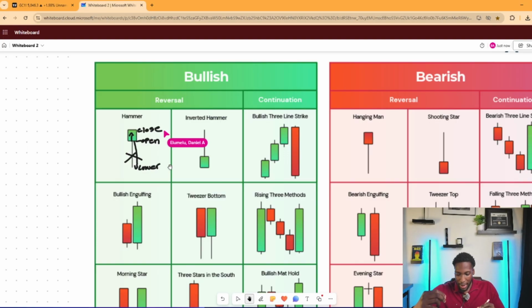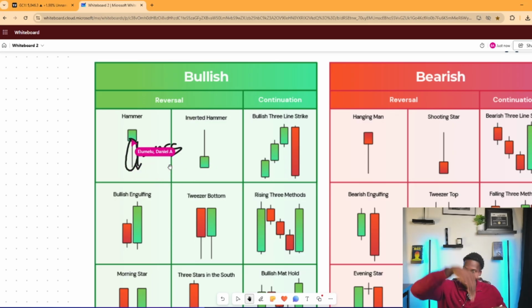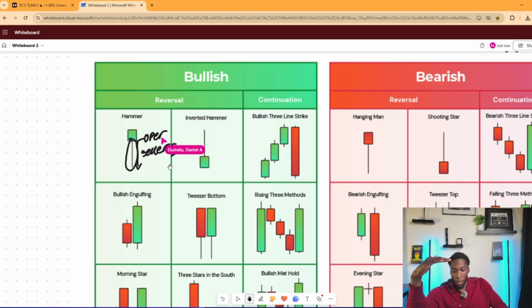At a point in time, right here, sellers were in control. You have to understand this. At a point in time, during this entire candle's wick right here, the candle was bearish. Sellers were in control. Then buyers said, hold on now, I'm not about to let you just come and take control. And buyers came and pushed price all the way back up, not just back to the open. We pushed past the open and closed bullish.